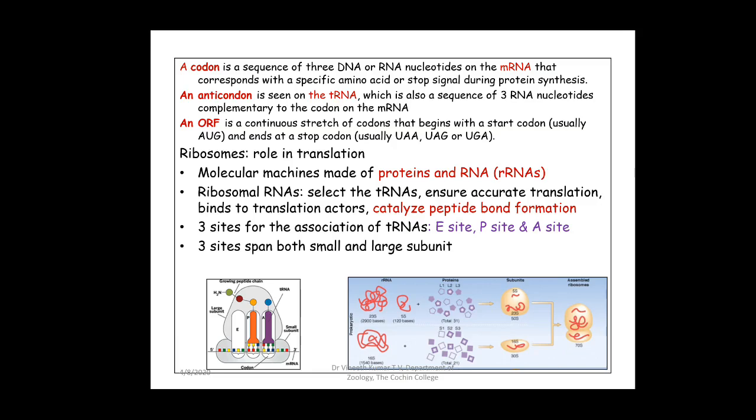Next is the anticodon. The anticodon is seen in the tRNA, which is also a sequence of three RNA nucleotides, complementary to the codon in the mRNA. That is what is called the anticodon. So the codon is seen in the mRNA and the anticodon is seen on the tRNA.